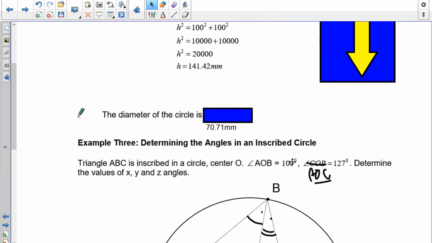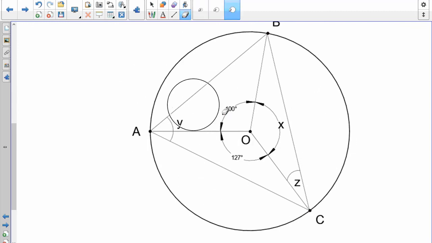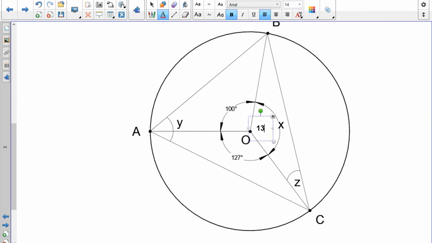So going back here, I can now label. I'm going to erase these lines here so it doesn't get too messy. I'm going to write in the fact this is 133. We know that now. So the next question is, what else can I solve here? Does this 133 help me find z? Does it help me to find y?